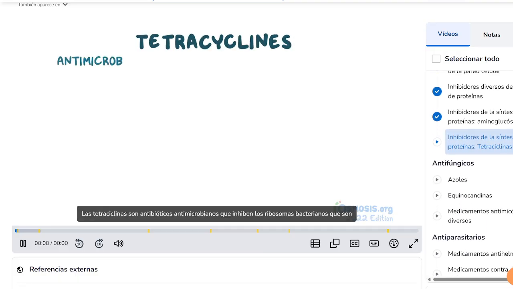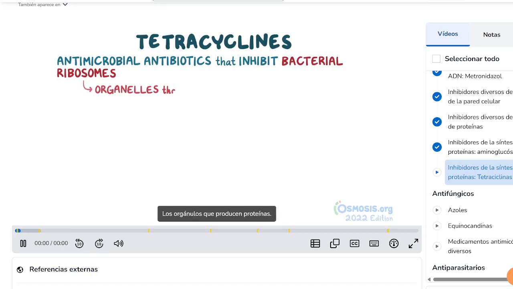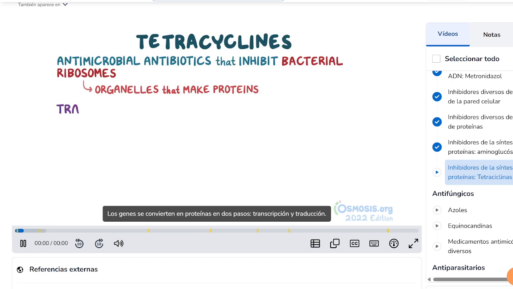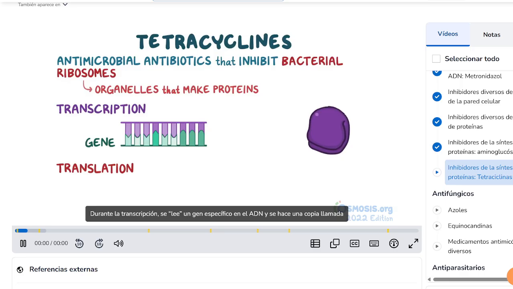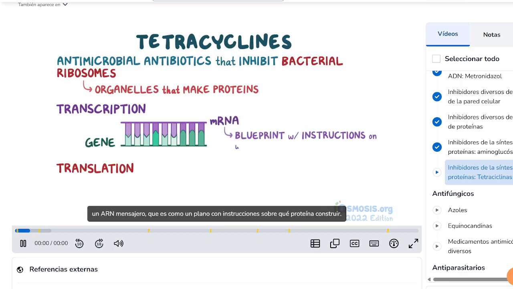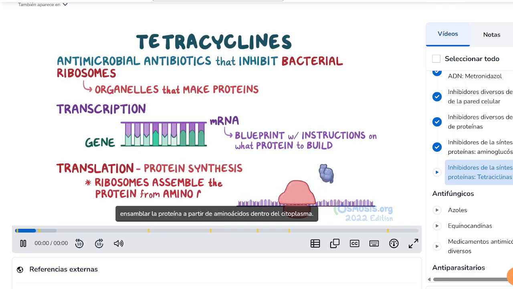Tetracyclines are antimicrobial antibiotics that inhibit bacterial ribosomes, which are the organelles that make proteins. Genes become proteins in two steps: transcription and translation. During transcription, a specific gene on the DNA is read and a copy is made called a messenger RNA, which is like a blueprint with instructions on what protein to build. Translation is also known as protein synthesis, and it's when organelles called ribosomes assemble the protein from amino acids within the cytoplasm.